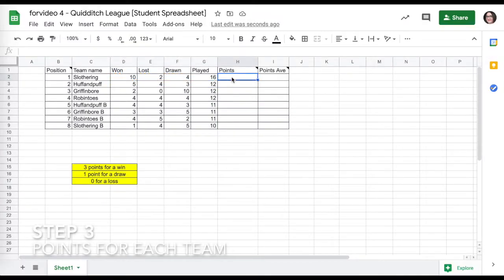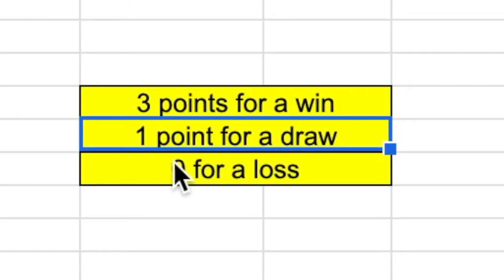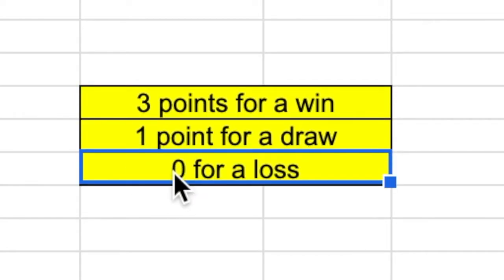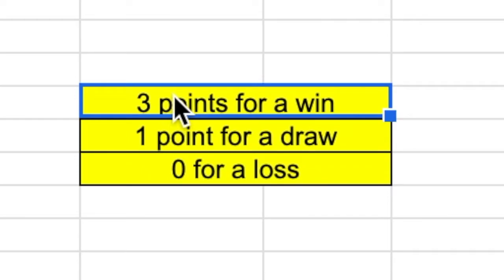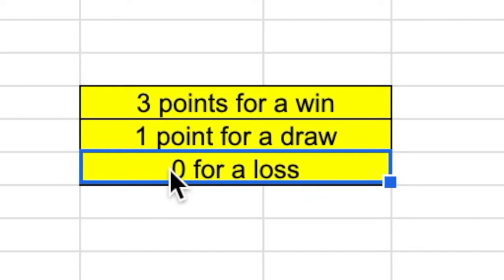Okay, now we need to work out the points for each team. So the point system works like this. Each time they win, they get 3 points. Each time they draw, they get 1 point, and they don't get a point if they lose. So every time you win a game, you get 3 points. Every time you draw a game, you get 1 point. And if you lose, you don't get any points added.